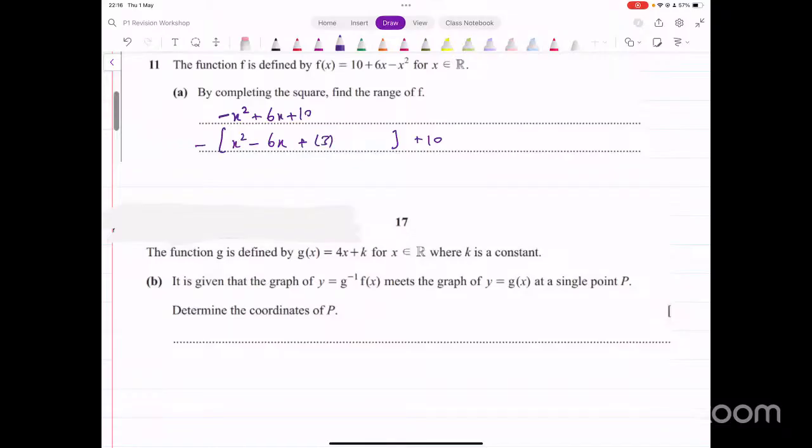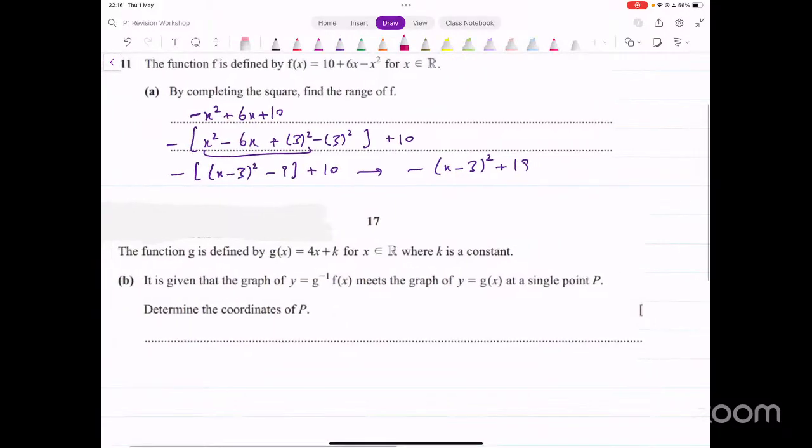Add 3 squared here, minus 3 squared. These three terms give you a perfect square, and you have minus into x minus 3 whole squared minus 9 outside plus 10 outside. And that gives you minus into x minus 3 whole squared plus 9 plus 10. That will be plus 19. That's the completed square form that you would get from this. Right? That's the completed square form.